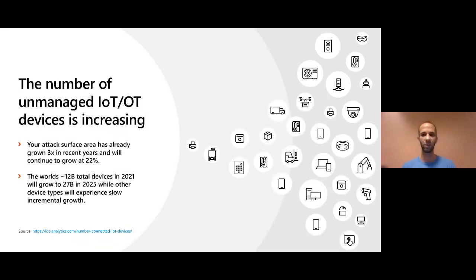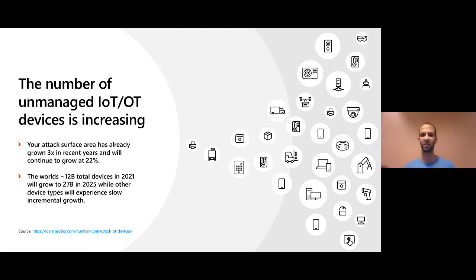Now, in recent years, we also see a major trend. We see that the number of IoT and OT devices is increasing. And eventually, from a security standpoint, it's led to the fact that the attack surface is growing. That means that you have more devices right now and eventually you need to protect them, because we're seeing them more and more.